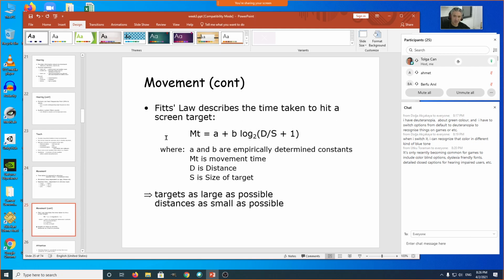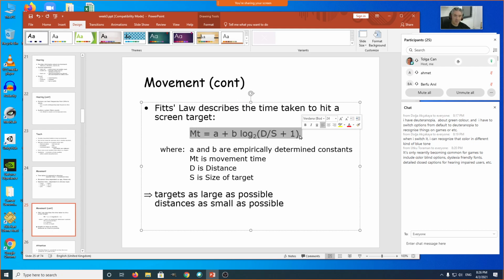And as I said, people have developed different mathematical models to understand how fast people are going to react to certain things, or click on certain parts of an interface. One such model is called Fitts' law. We are not going to go into details of this, but I just want to show you that it's a mathematical model that describes the time taken to hit a screen target. For example, there's a button and your goal is to press that button. That button is the screen target.